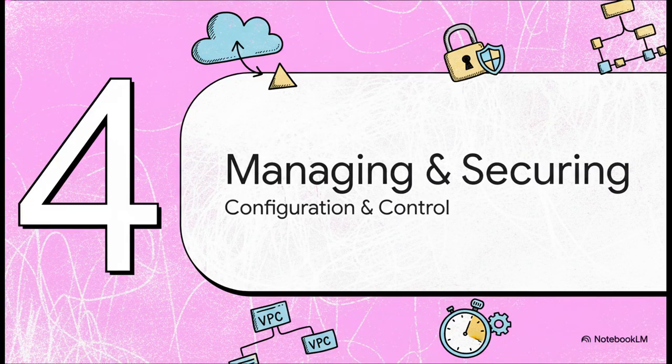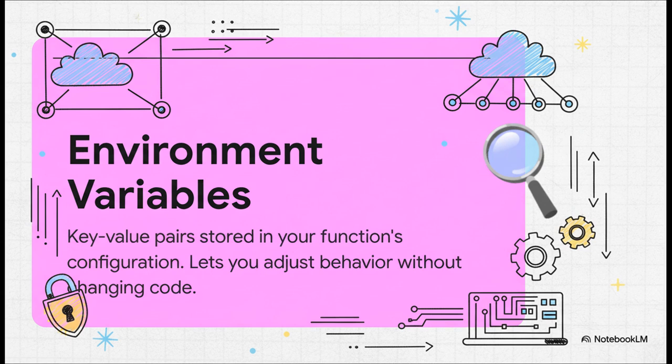Okay, let's bring it all home with our final section, control. We're going to cover how to manage your function's configuration on the fly, and, maybe most importantly, how to keep your sensitive information secure. Environment variables. Man, these are so incredibly useful. They're just simple key-value pairs that you pass into your function's configuration. This means you can change how your function behaves, like pointing it to a different S3 bucket, without ever having to redeploy your code. They are absolutely perfect for non-sensitive settings.